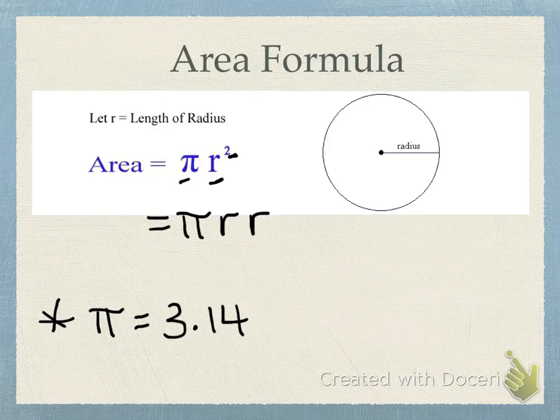As well, sometimes you may not be given the radius, you could be given the diameter, so don't forget that if you want to find the radius when you have a diameter, you have to take the diameter and divide it by 2, and that will give you the radius of the circle. So this is a very important formula that you should add to your formula list.